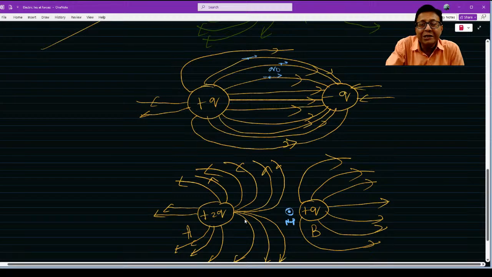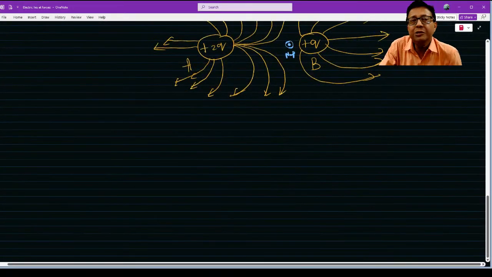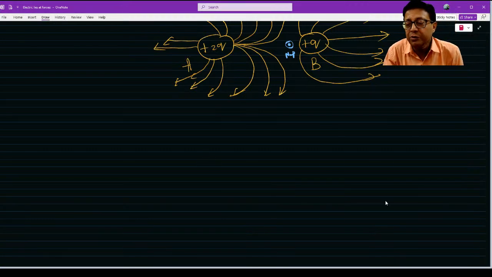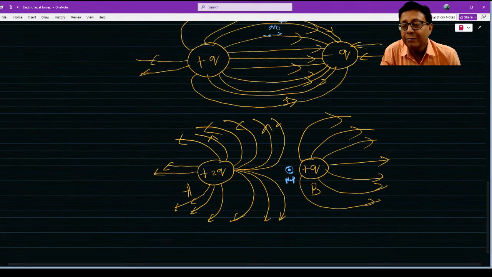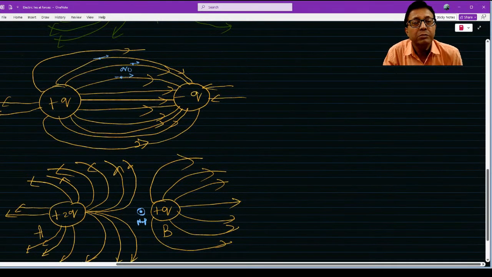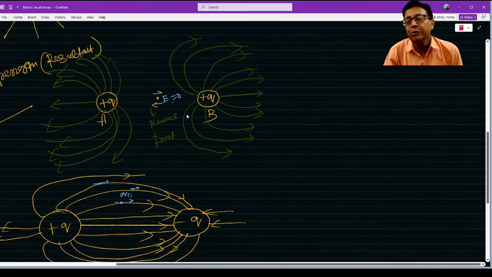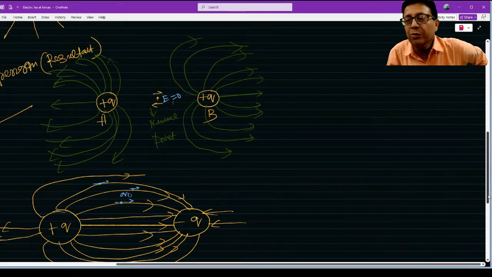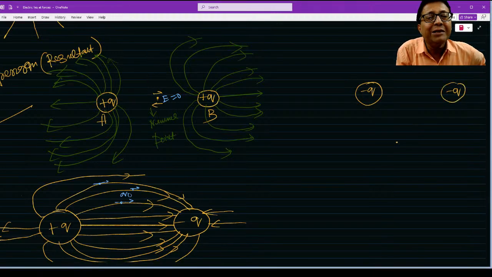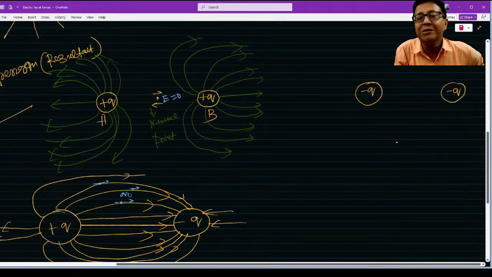Due to 2 negative charges, can you draw lines of forces? Try before I do it here. Due to 2 negative charges, is it possible to draw? Think. We have done plus q plus q. So minus q also can be done. This is minus q, minus q. Similar diagram. As we have drawn here, it will be similar. Isn't it?